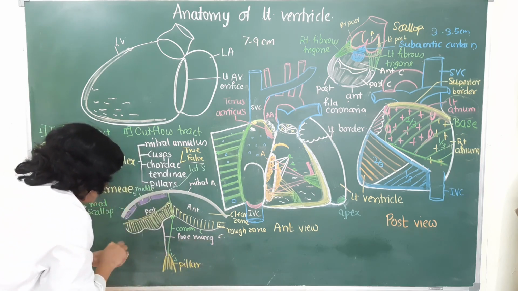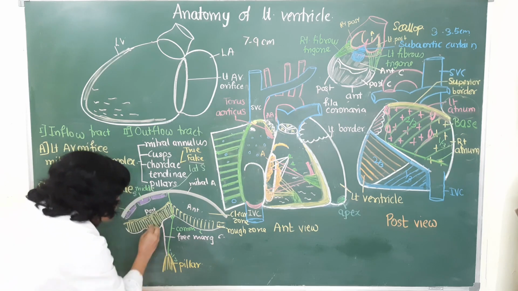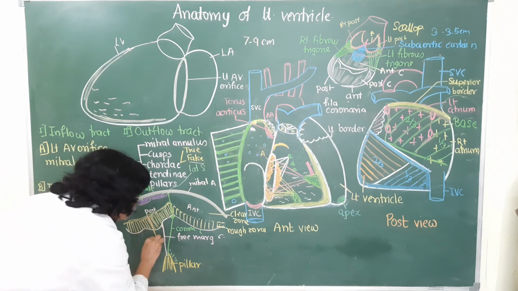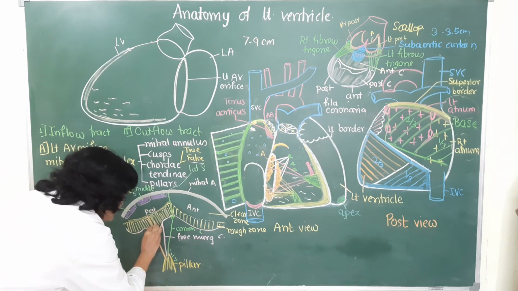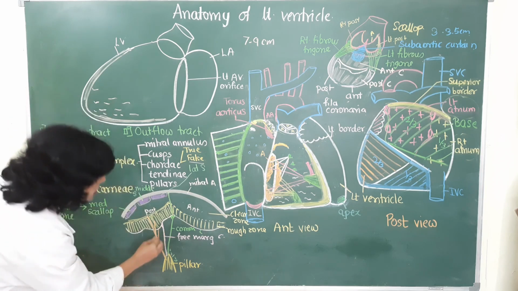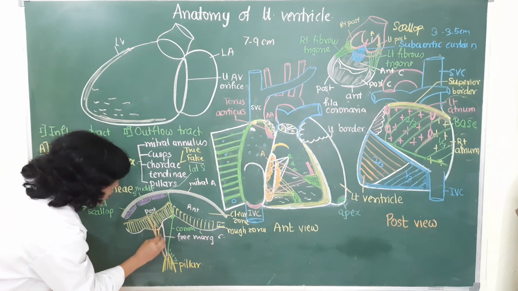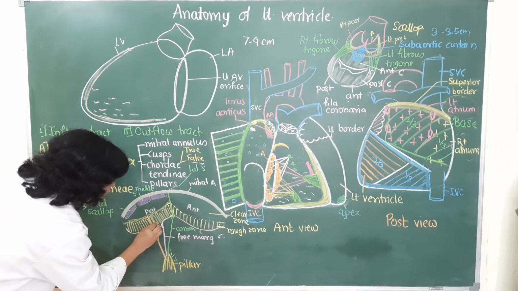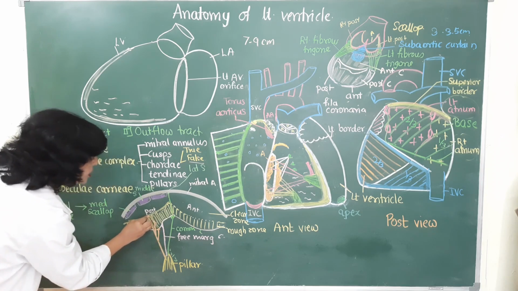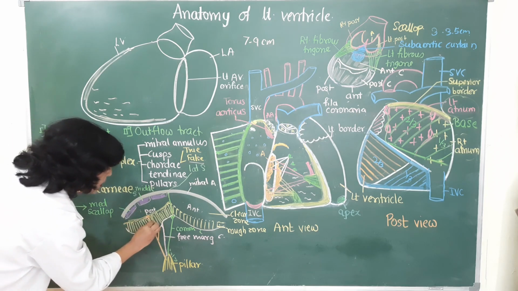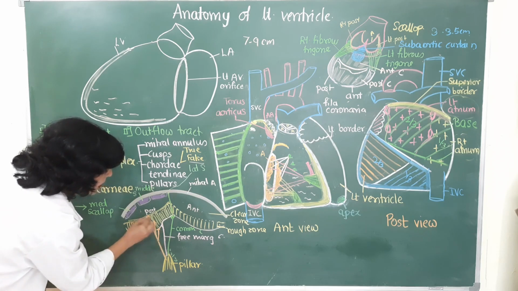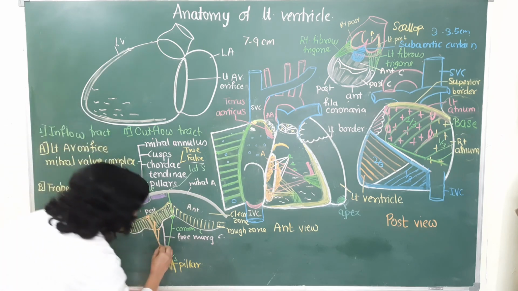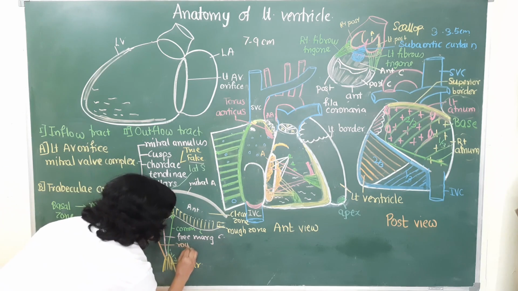Next type extends here from the papillary muscle to the rough zone, and it divides into the 3 strands. One strand gets attached to the margin of the cusp, other is attached to the junction between the clear zone and the rough zone, and one strand is attached midway between the two. So these chordae are called as the rough zone chordae.